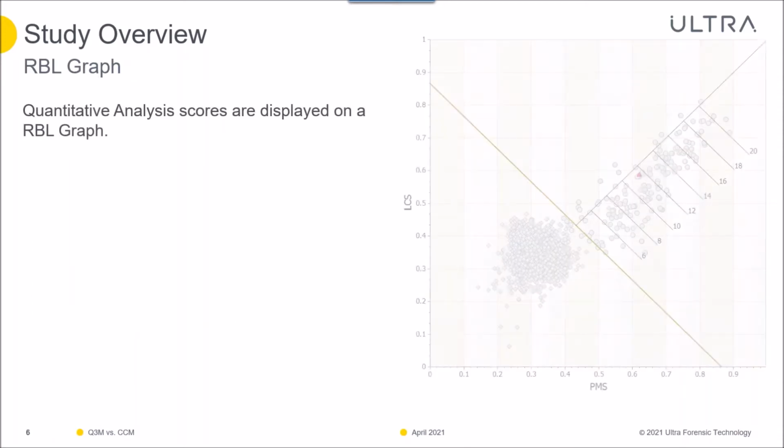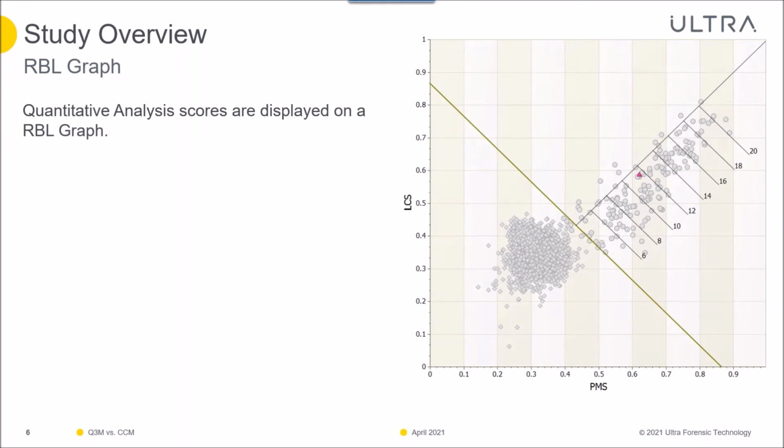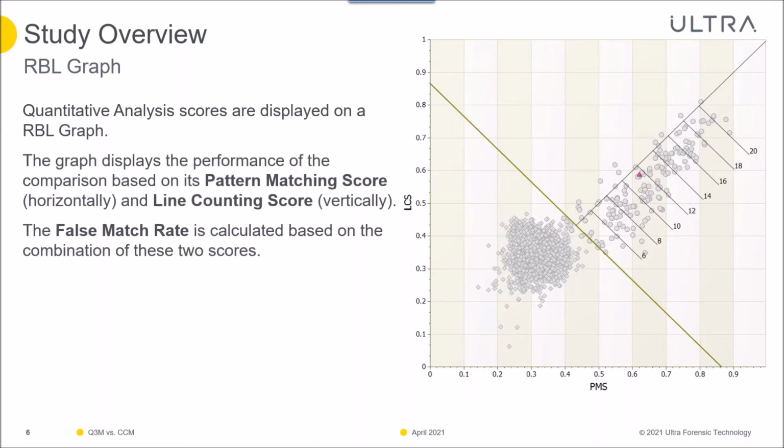And so when you do run the quantitative analysis, you receive 2 scores that are charted out on what we call the Rebel graph, the RBL graph, named for the 3 scientists that developed it, Roberge, Beauchamp, Lévesque. The 2 scores are the pattern matching score, which extends out horizontally, and the line counting score, which extends vertically. Depending on what those 2 scores are, your item comparison will be charted out on that Rebel graph with its ranking. And that is the false match rate, which is calculated on the combination of those 2 scores.